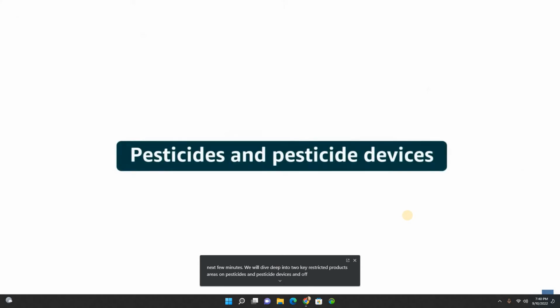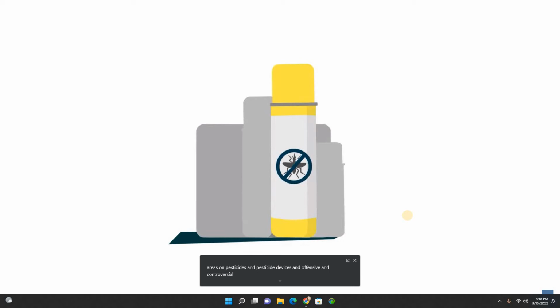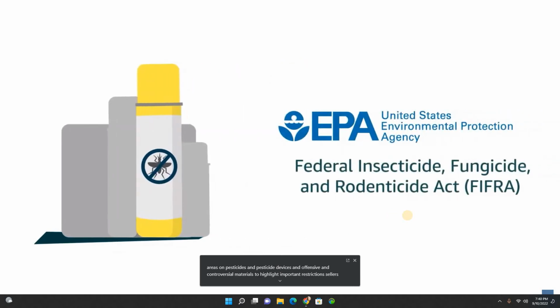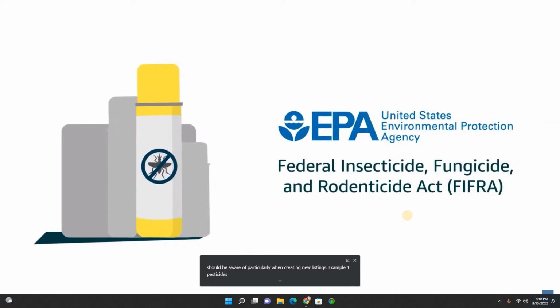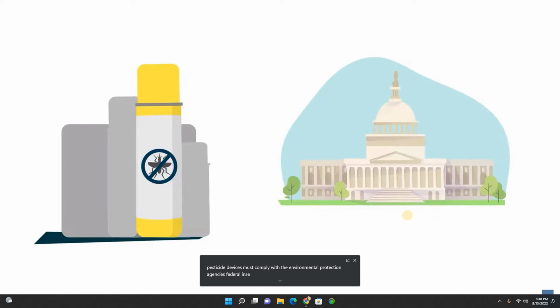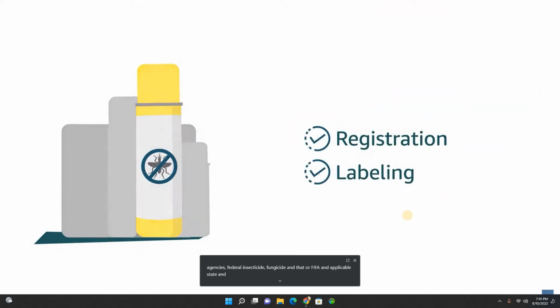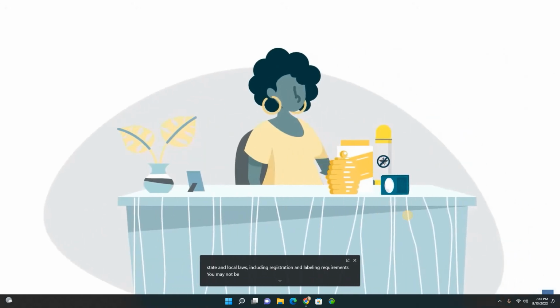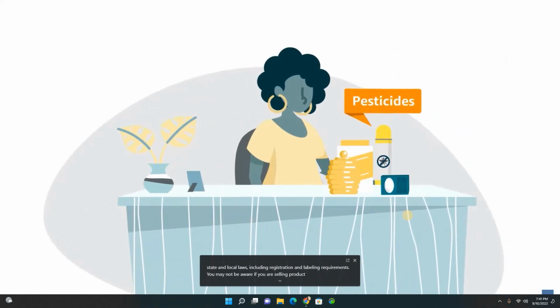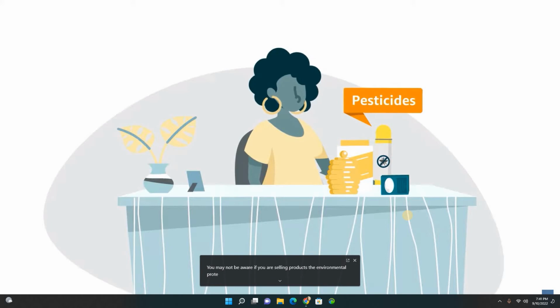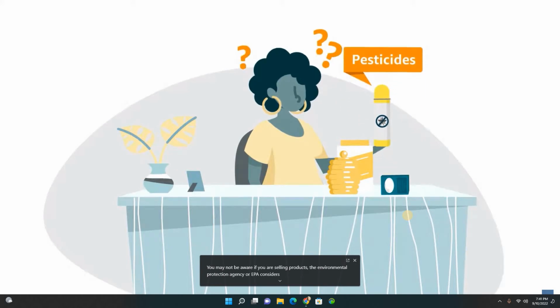Example 1, pesticides and pesticide devices. In the U.S., pesticides and pesticide devices must comply with the Environmental Protection Agency's Federal Insecticide, Fungicide, and Rodenticide Act, or FIFRA, and applicable state and local laws, including registration and labeling requirements. You may not be aware if you are selling products the Environmental Protection Agency, or EPA, considers as pesticides or pesticide devices, as it can be hard to identify which products qualify and why.